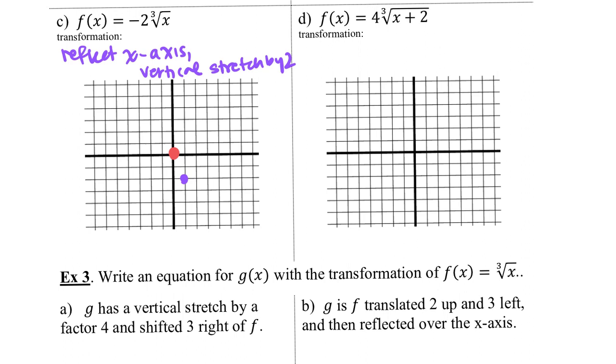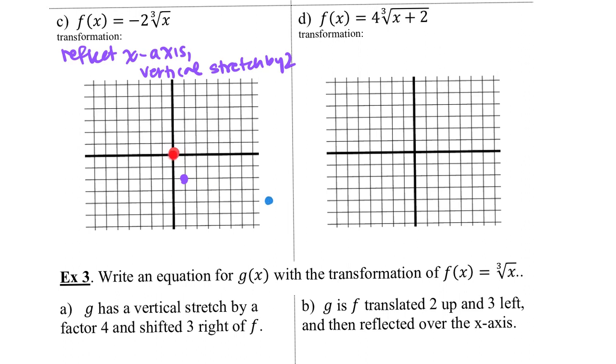Okay, let's see if we can fit 8. 1, 2, 3, 4, 5, 6, 7. I'm going to pretend I can fit it. Normally I go up 2, but I'm reflecting, so I'm going to go down. And I'm going to go twice as far. So instead of going 2, I'm going to go down 4. 1, 2, 3, 4.